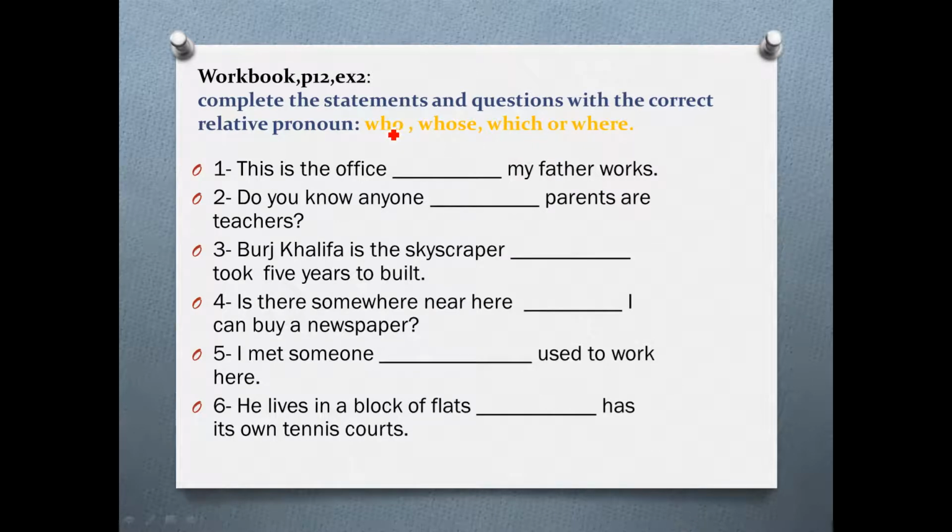Who for a person الشخص العاقل. Whose for the ضمير الملكية. Which for the things الأشياء الغير عاقلة. Where it's for the place المكان. Now number 1, this is the office. هذا هو المكتب. My father works الذي يعمل به والدي. Now obviously I'm here talking about a place. هنا نحن نتحدث عن المكان الذي يعمل به والدي وهو المكتب، فتصبح جملتي This is the office where my father works.